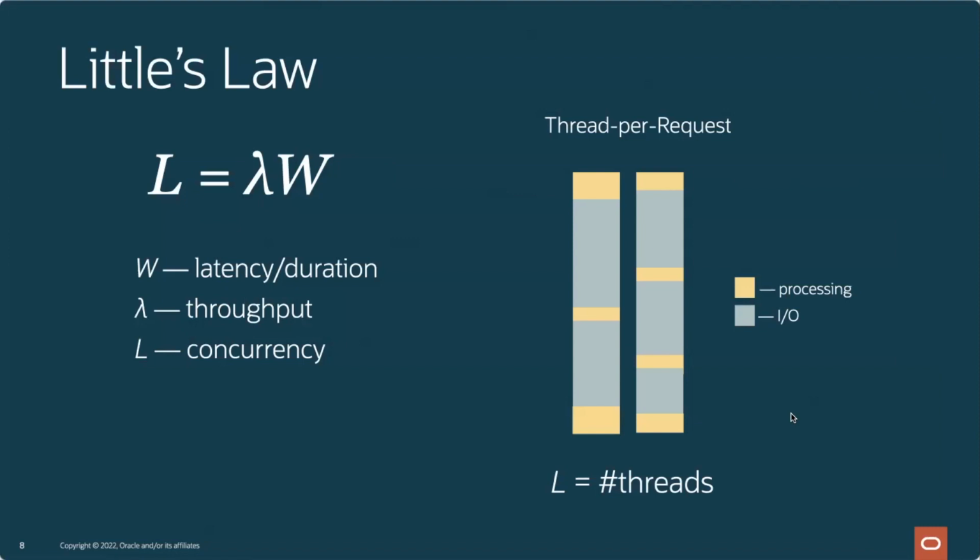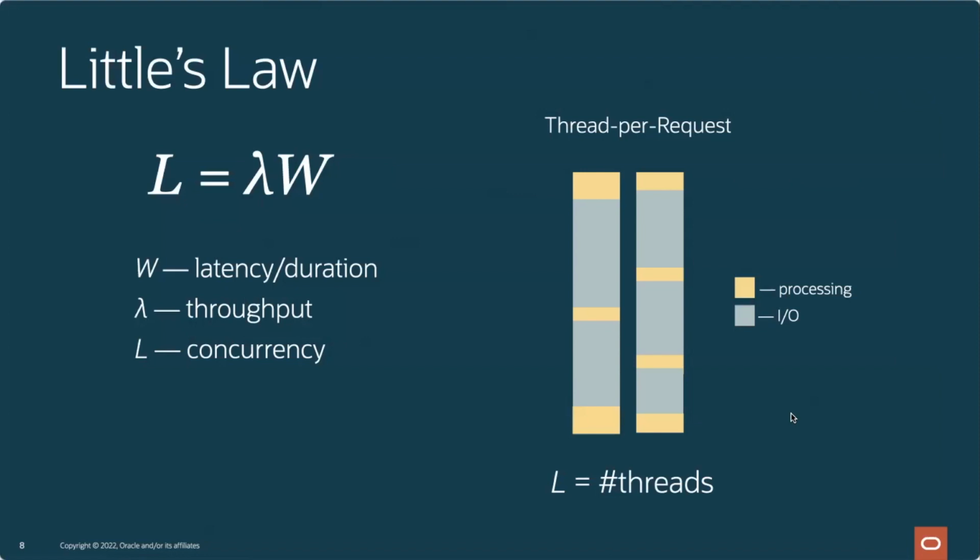And it is a very natural way of writing server programs because it represents the domain unit of concurrency, the request, by mapping it directly onto the software unit of concurrency, which is the thread.